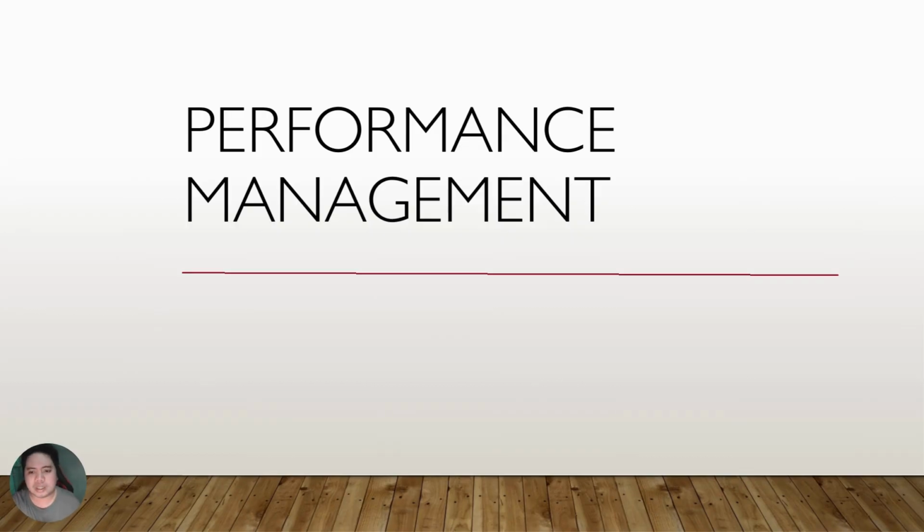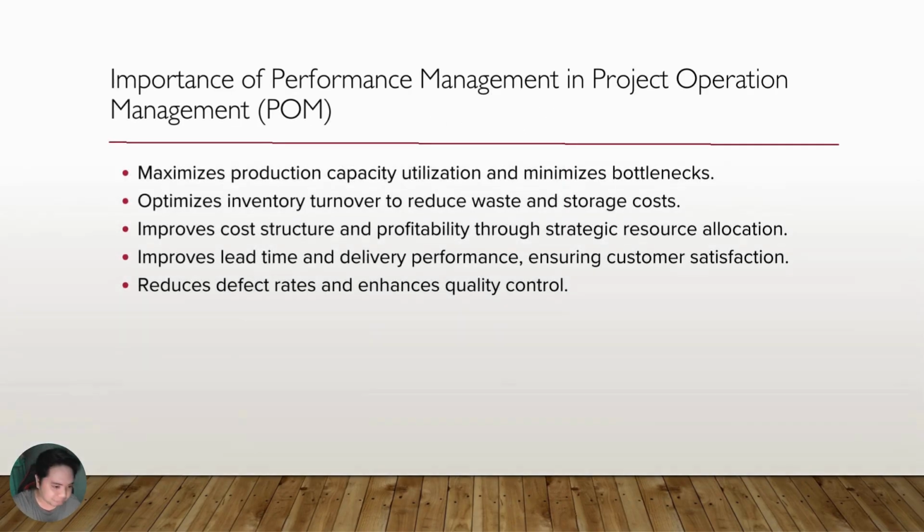So, what is the importance of performance management in POM? First, it maximizes production capacity utilization and minimizes bottlenecks, as we discussed in the previous video. It optimizes inventory turnover to reduce waste and storage costs. Next, it improves cost structure and profitability through strategic resource allocation. It improves lead time and delivery performance, ensuring customer satisfaction. Lastly, it reduces defect rates and enhances quality control. So those are the importance of performance management in POM.